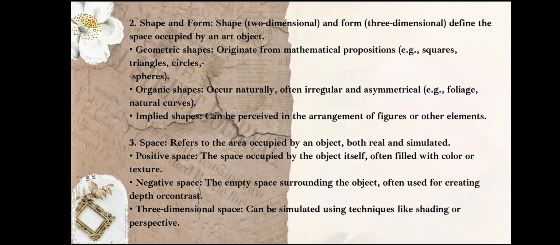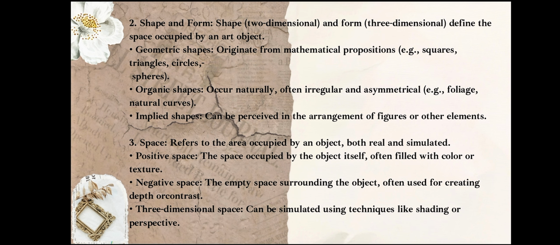Organic shapes occur naturally, often irregular and asymmetrical, like foliage and natural curves. These shapes occur naturally and are often irregular and asymmetrical, resembling forms found in nature. For example, a sculpture of a tree or a painting of a flowing river showcases organic shapes as they mimic the natural curves and contours of living forms.